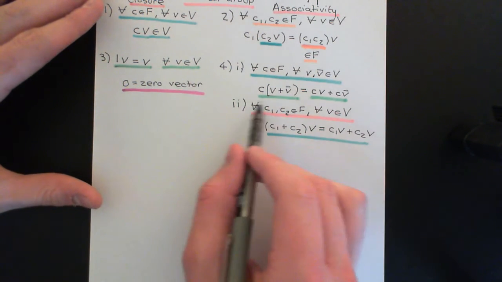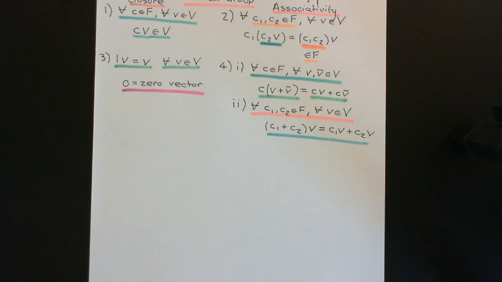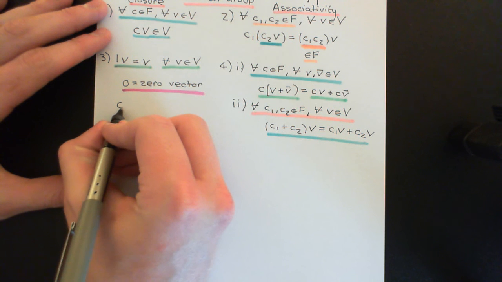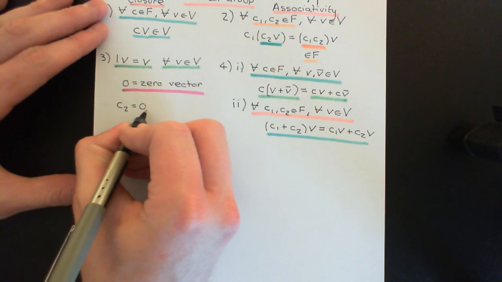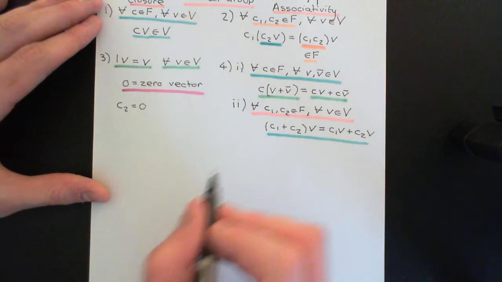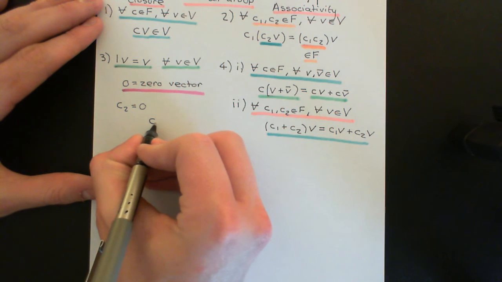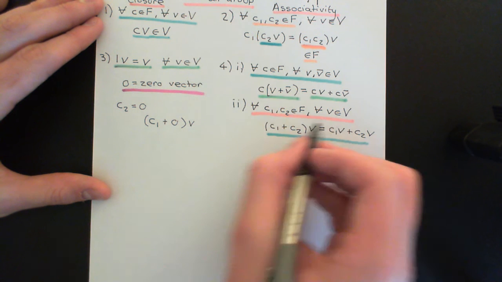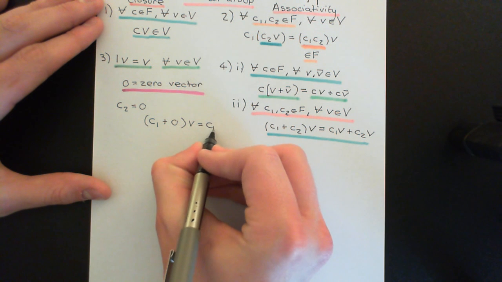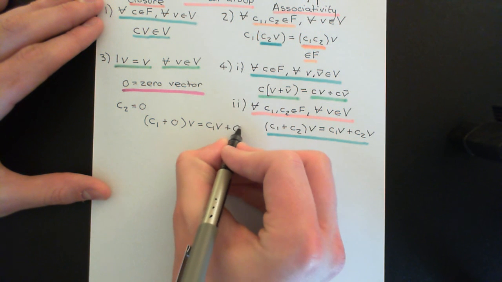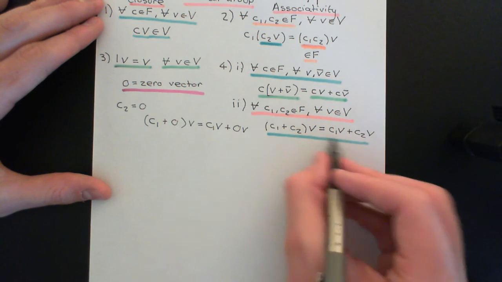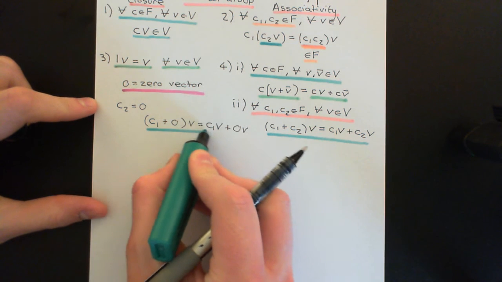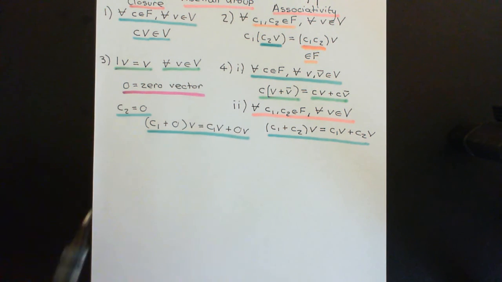And we can use this second distributivity law to prove that. So what we're going to quite simply do is say, let C2 equal 0, let C2 equal the additive identity in our field. Then what we'll get is that C1 plus 0 times any vector from our vector space must equal C1 times that vector plus 0 times that vector, just by this distributivity law, which we are insisting is going to be true in our vector space for the scalar multiplication composition.